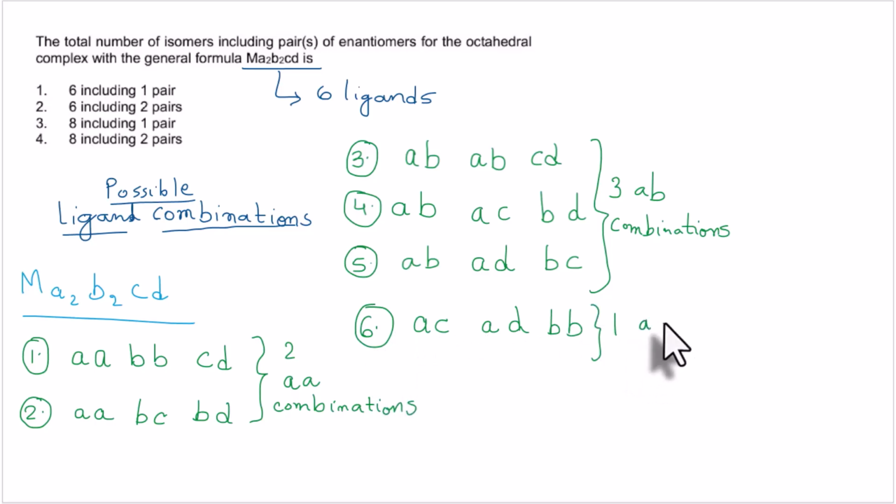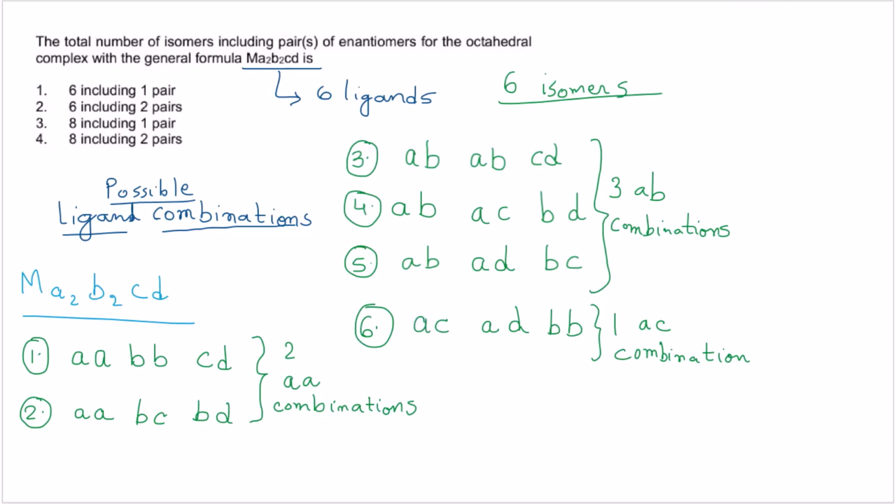So one AC combination. Now if you try to make any other combination, that will be repetitive. So please, after watching this video, try to make as many combinations as possible and then cancel out the repetitive ones. That will be good practice for you to make ligand combinations. Now we have 6 types of ligand combinations. That means there will be 6 isomers, or 6 stereoisomers to be more specific. Let's see if any of these are chiral so that we can have enantiomers as well.